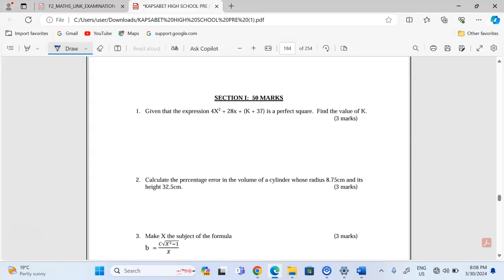its height 32.5 centimeters. We've already done number 1, so allow me to use the space above. Calculate the percentage error in the volume of the cylinder.